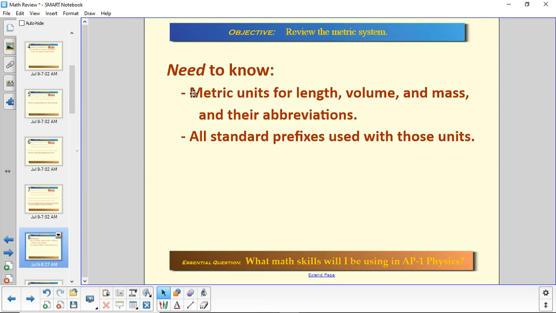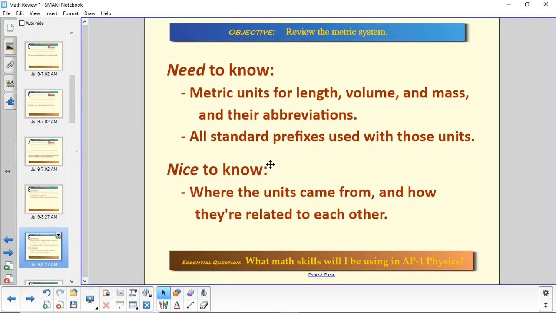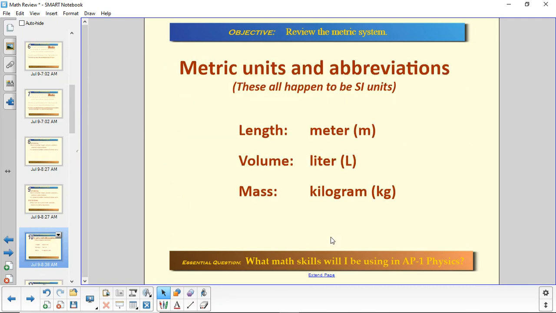Now, what do you need to know in terms of metric system? You need to know the metric units for length, for volume and mass, and what their abbreviations are. And you also need to know the standard prefixes that go with all of those units. There's other things that are nice to know, and that is where the units came from. In other words, the history behind them and how the units are related to each other. So let's get into the need to know stuff.